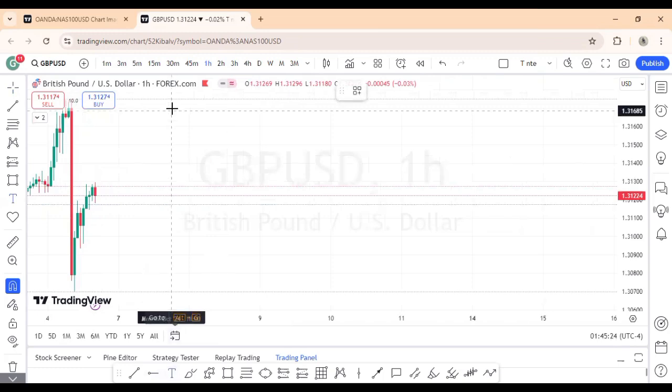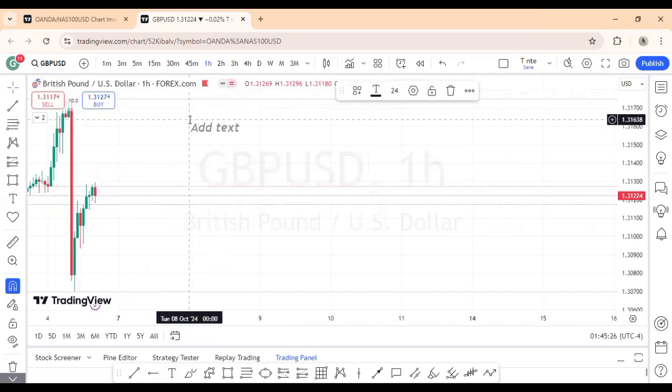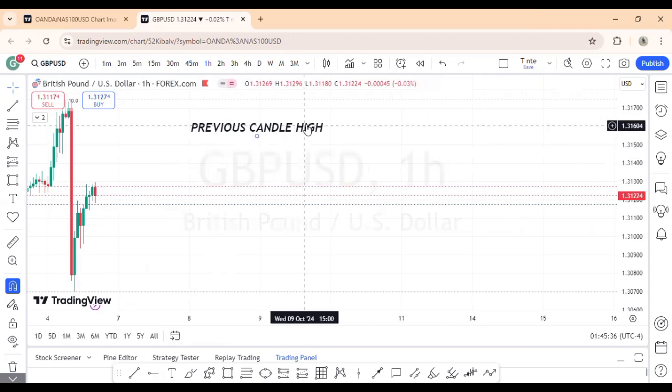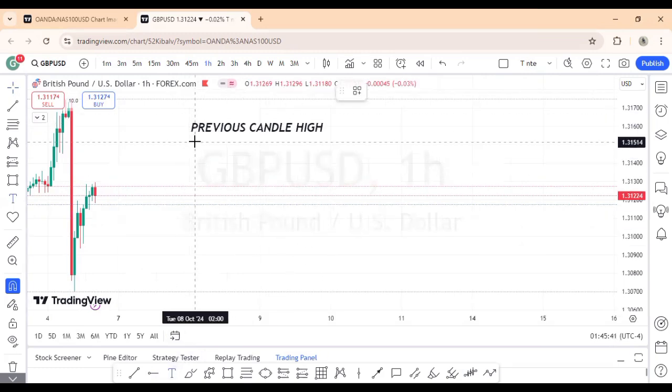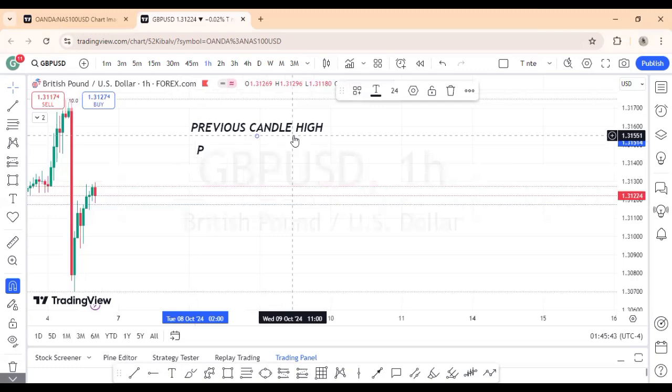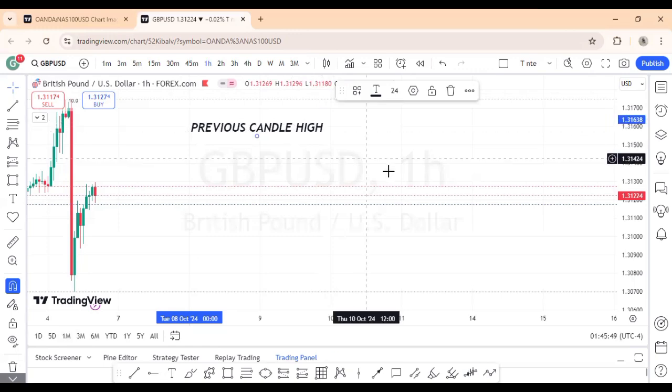So now today we're talking about what? Let's talk about previous day high. Let's say previous candle high. So I told you guys that we have three of them. That is previous candle high and low. So we have previous day high. So previous candle high or low.